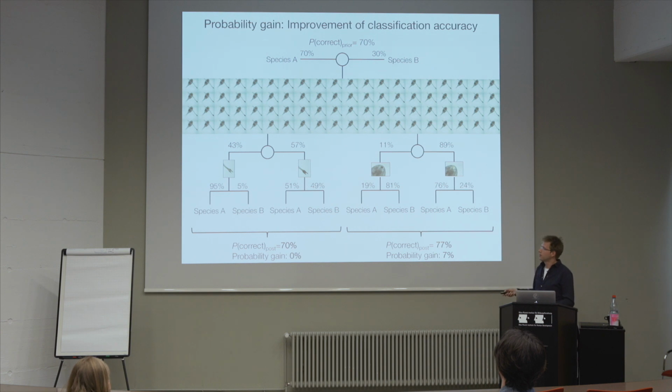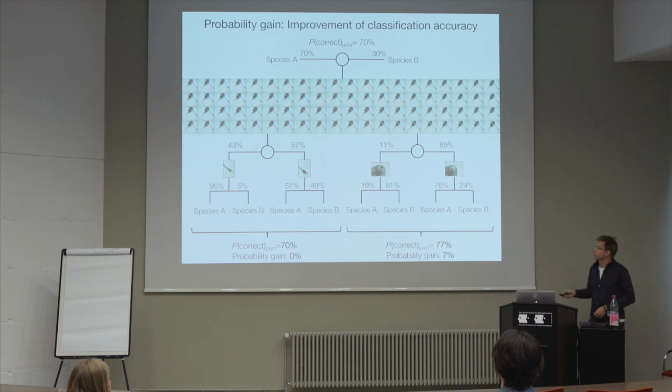And what we do now is to compute the expected accuracy after observing these features. And if you do the math, it's something like 0.43 times 0.95 plus 0.57 times 0.51, then on average, the posterior accuracy will also be 70%. So from the perspective of probability gain, which is the difference between these, this feature is not helpful at all. But it's different for this feature.